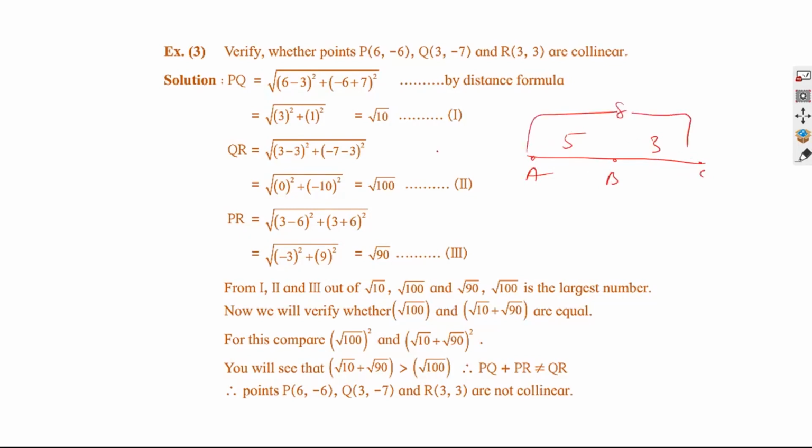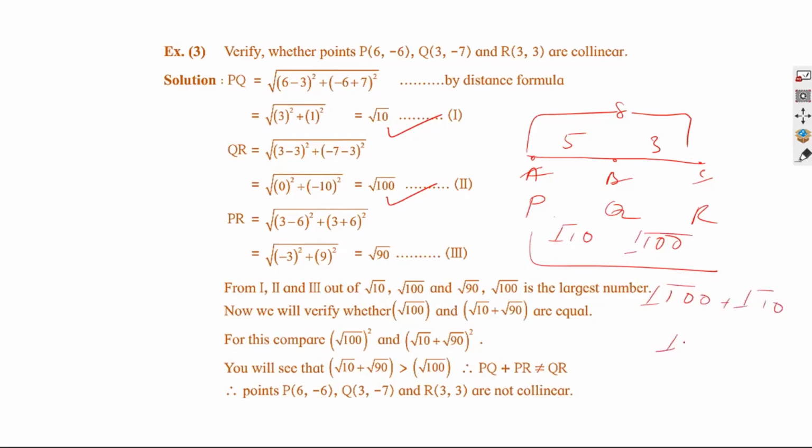The same principle is used, and in this case PQ is equal to root 10, QR is equal to root 10, and PR. So these are P, Q and R for your understanding. Here we have PQ as root 10 and QR as root 10. Then PR must be root 10 plus root 10, which is equal to root 40, but instead of that we have got root 90. This means R is not here, it is on this side, so PR is something different, and the sum did not come. So we will declare that they are not collinear.